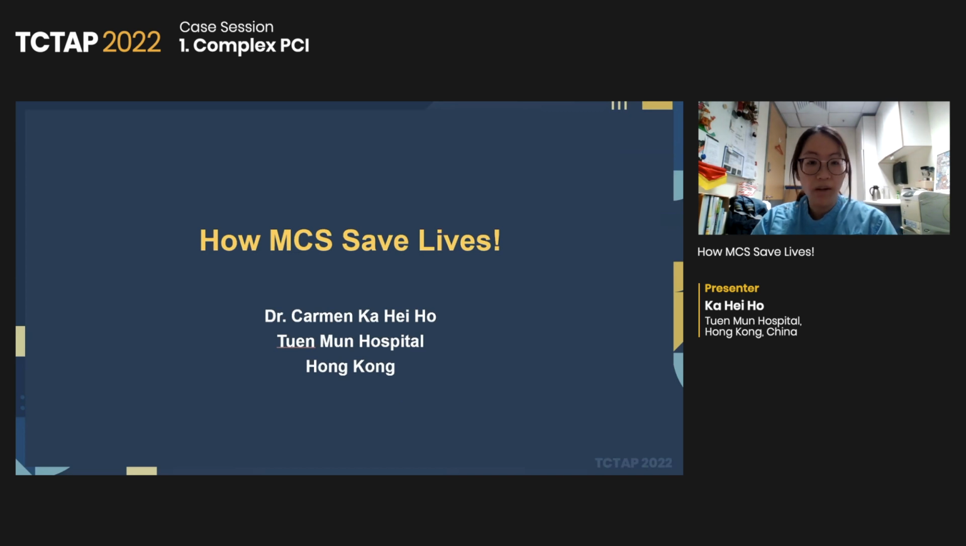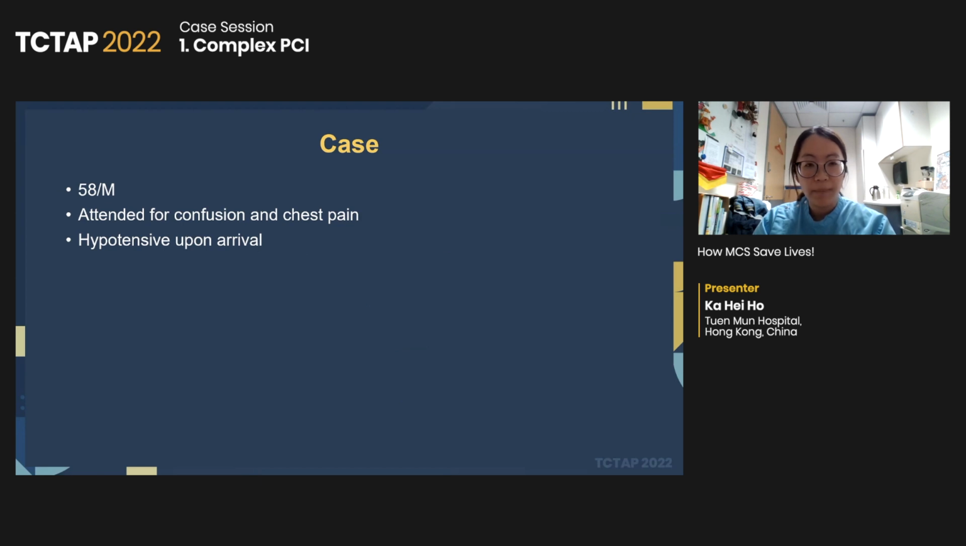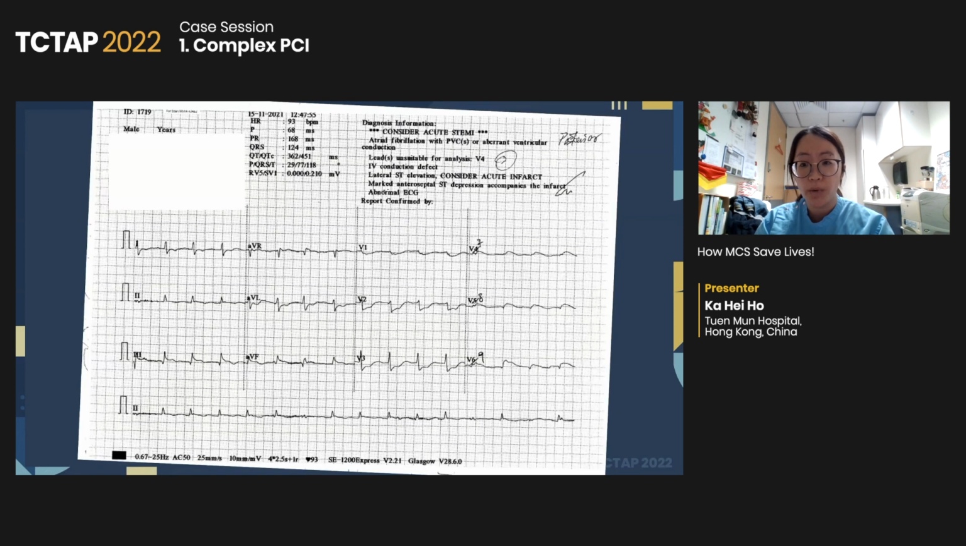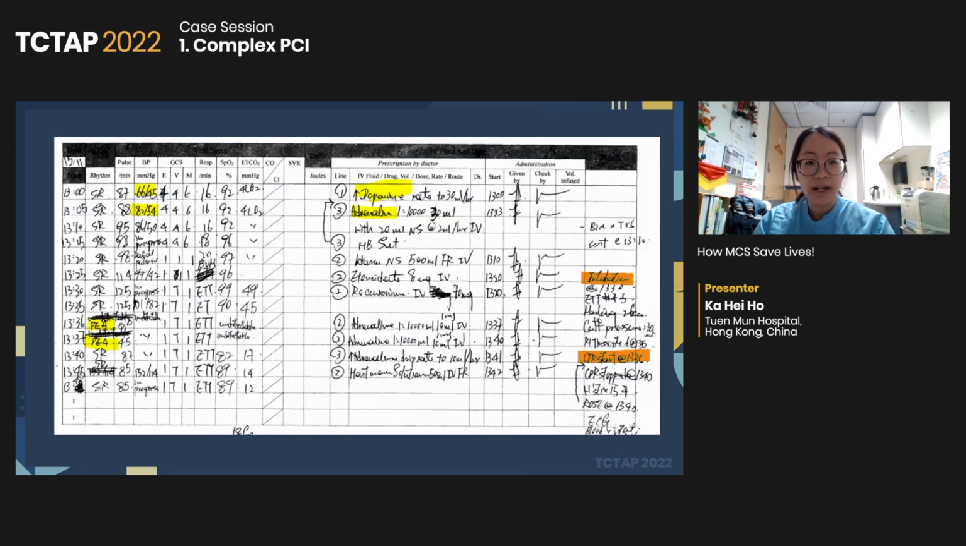I'm Carmen from Hong Kong, and I'm talking about how MCS saves lives in my case. This is a 58-year-old gentleman who came into the A&E department for confusion and chest pain, but upon arrival, he already had hypotension. This is his ECG. We can see that there is ST elevation over the inferior leads, and the posterior ECG shows that there is also ST elevation over the posterior leads here. This is his vital chart, and he is in profound hypotension with inferior posterior STEMI.